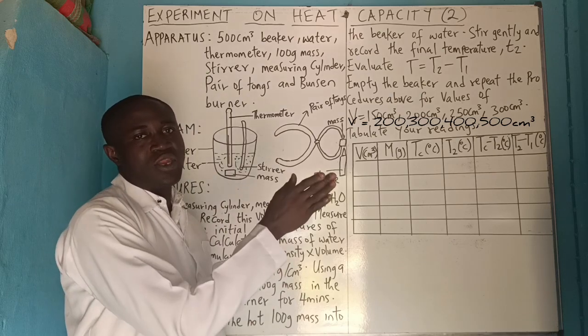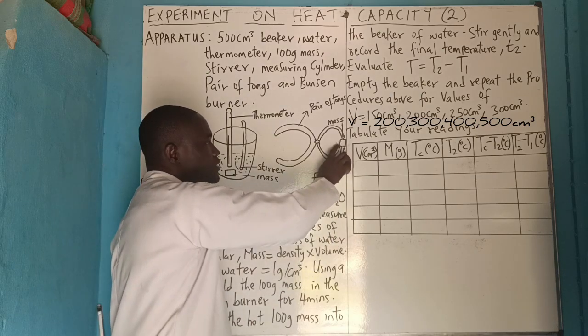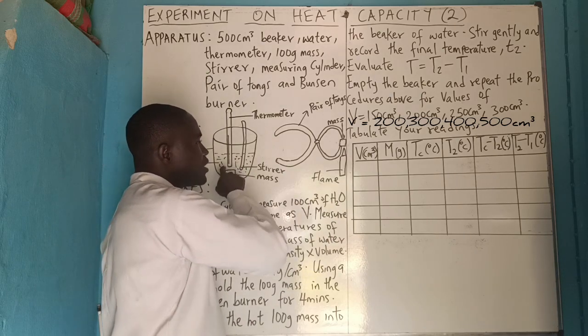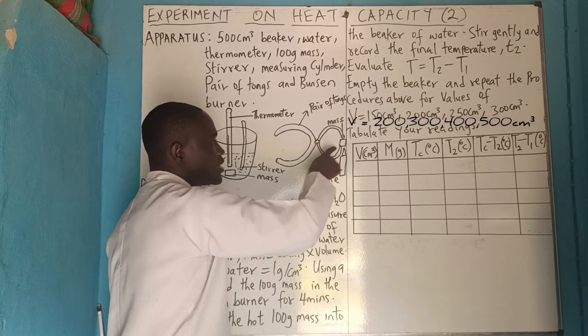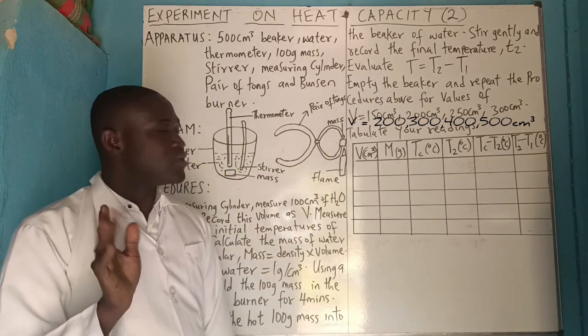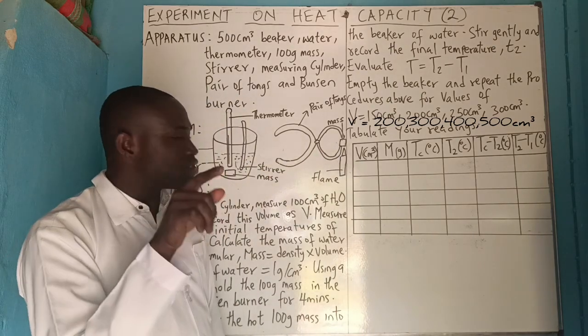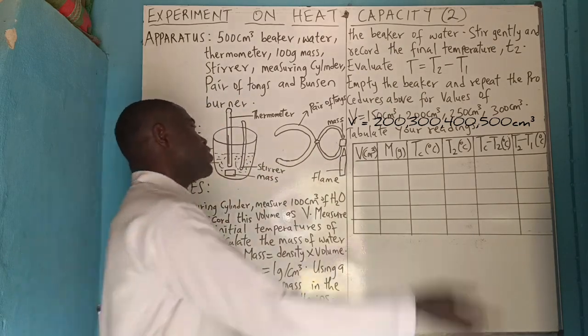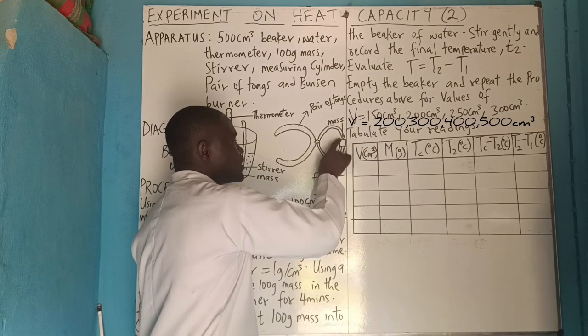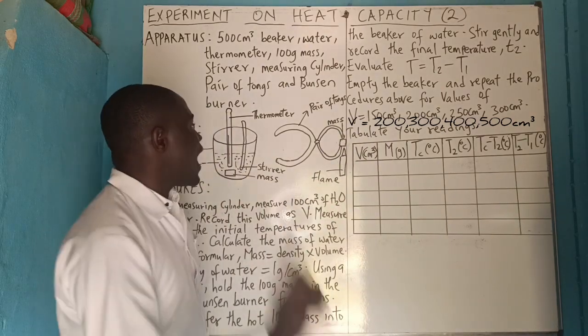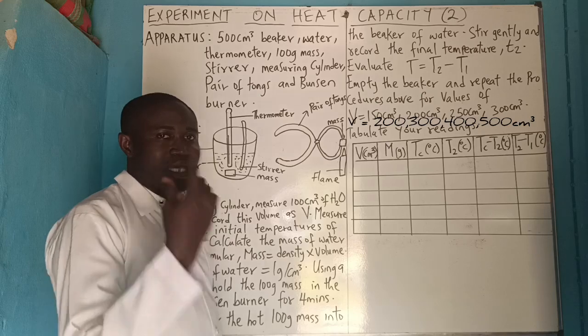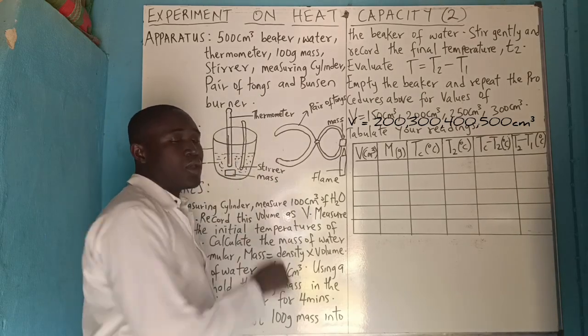Maybe if you heat it to 100 degrees Celsius, you put it here. Then you heat it at 150 degrees Celsius, you put it here. That is not what they mean. What they mean is heat it at a constant temperature. Note that constant temperature and maintain it. Let's say we heat it at 100 degrees Celsius, we note it, and we maintain that 100 degrees Celsius before putting it inside the water.